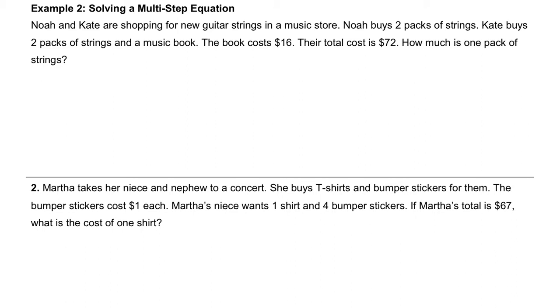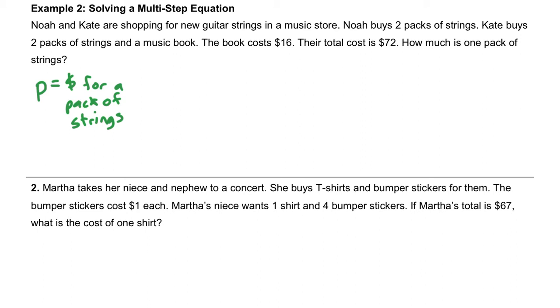So we're going to define our variable first. The last sentence asks us, how much is 1 pack of strings? 1 pack of strings is the variable we're trying to define. So I'm going to use P for cost of strings. So P for pack of strings. You could use S, you could use X, but you define that variable to start.